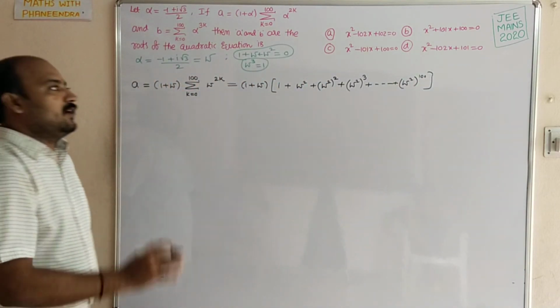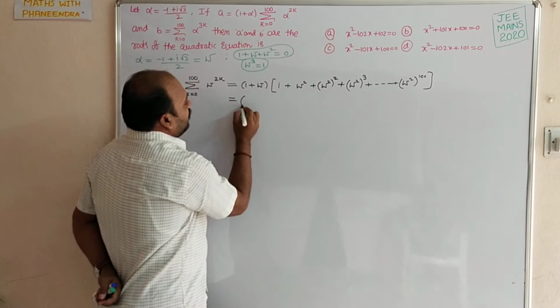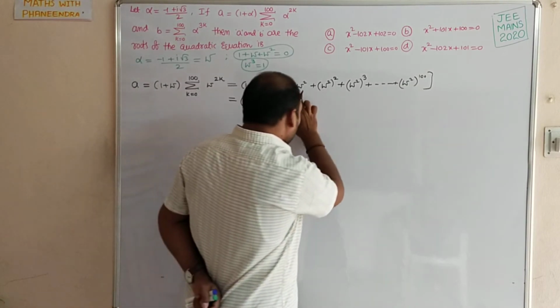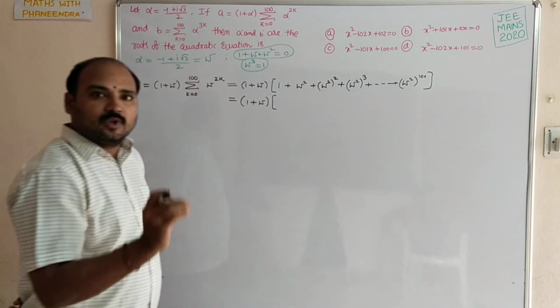Till here crystal clear? 1 plus omega. From here you observe that.